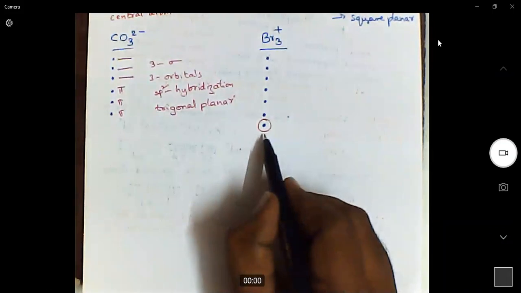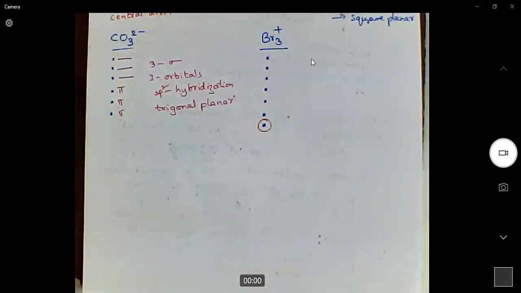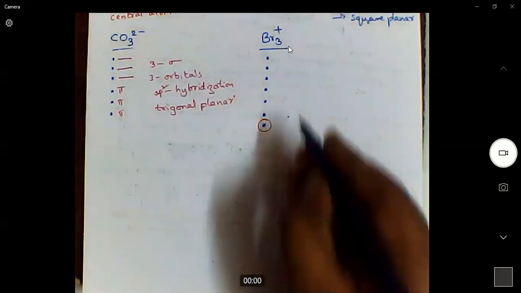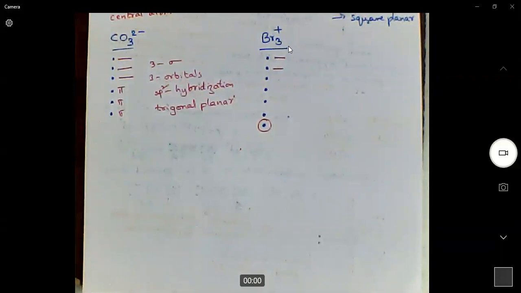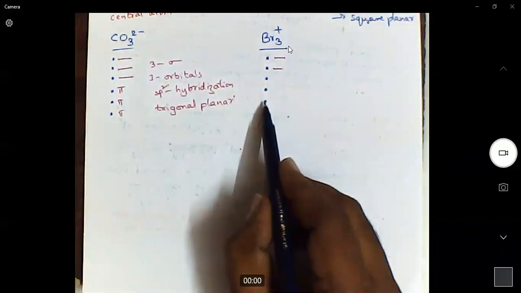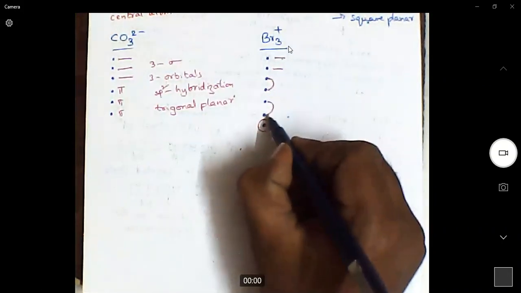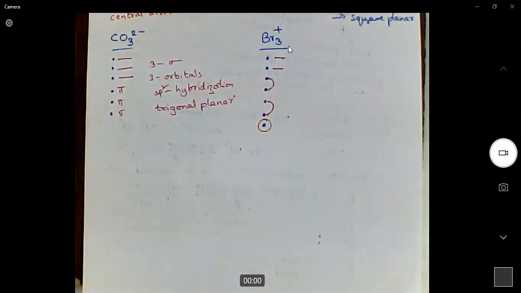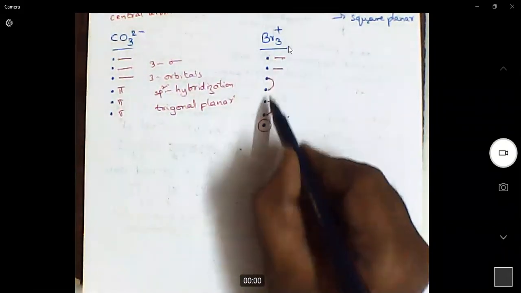So we will consider only 6 electrons here. We don't consider the 7th electron. Now, there are 2 more bromines. So these 2 bromines will be involved in sigma bonding. Each bromine will form 1 sigma bond. So out of the 3 bromines, 1 bromine is the central atom, and 2 bromines are bonded to the central bromine. Now the remaining electrons are lone pairs. 2 lone pairs. So there are 2 sigma bonds and 2 lone pairs.